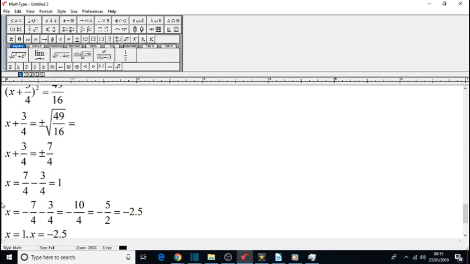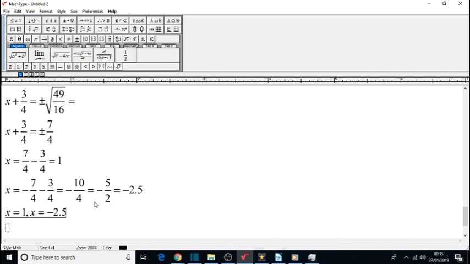I made that mistake on purpose, to see if you were paying attention. So that's how you solve quadratic equations using completing the square when the coefficient of x squared is not equal to 1. Thank you for listening and goodbye.